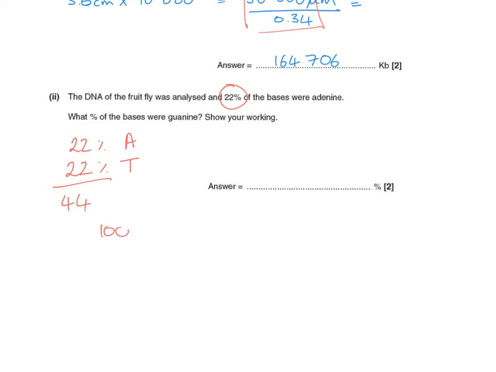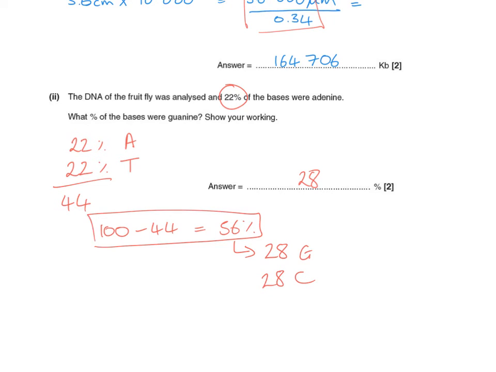So if you've shown that you know 100 minus 44, that leaves us with 56% remaining, which divided by 2 should be 28% is going to be G and 28% is going to be C. Just a few people, I know, having a bad day and thought that 100 minus 44 was 66. But I could still see the logic, so you could still pick up a mark.